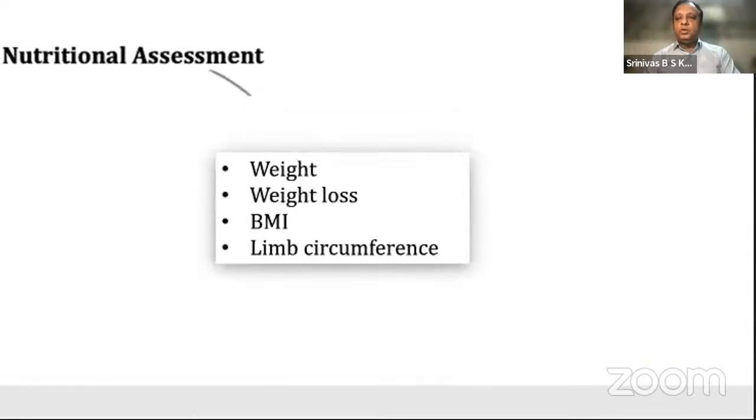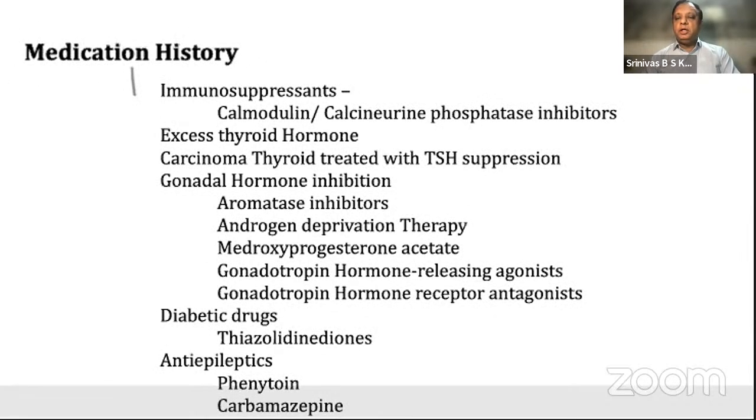Assessment of nutrition includes weight, weight loss, BMI, and limb circumference. And medication history is given separately here to give the classes of medicines to take care with: immunosuppressants, thyroid hormones, gonadal hormones, diabetic drugs, and anti-epileptics. And these are the important classes.